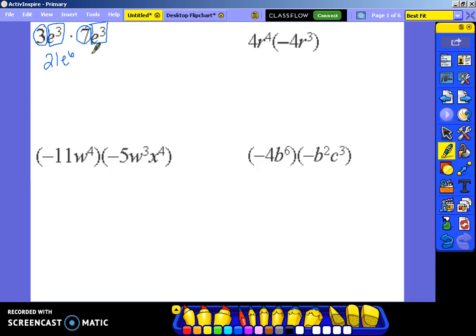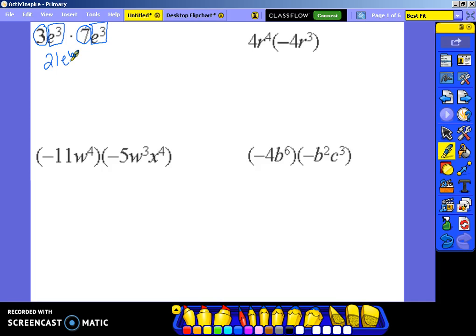You know you've reached your answer when you only have one type of base for each base that's left. So I have one coefficient, I have one e with my exponent, so I'm done.